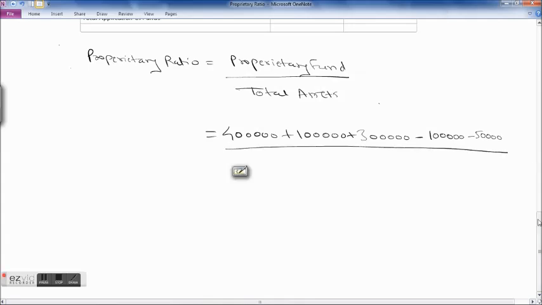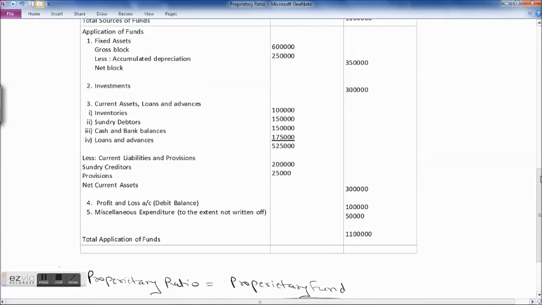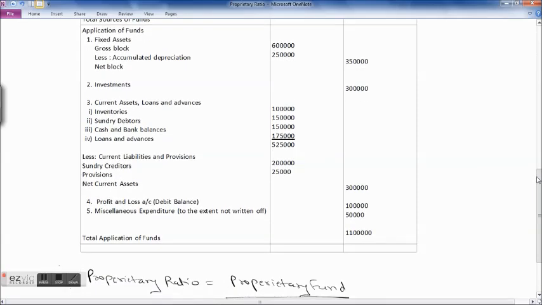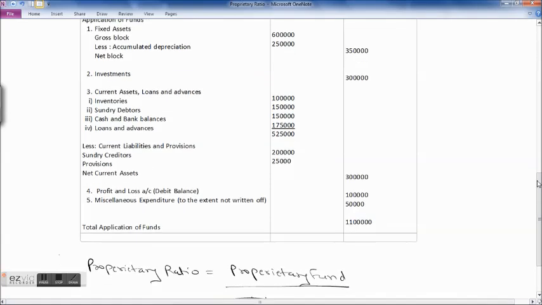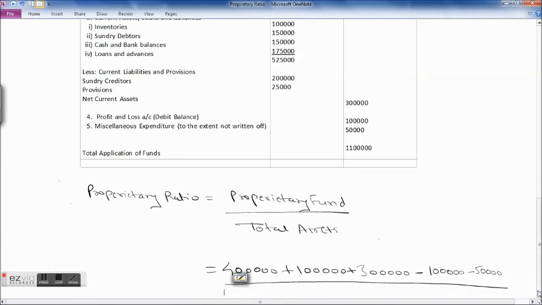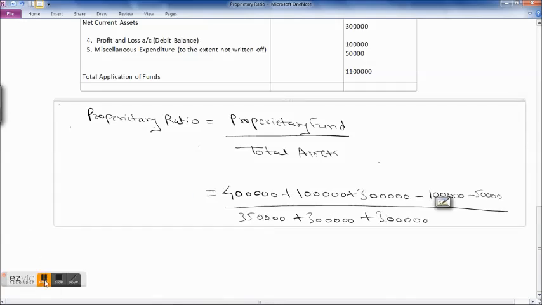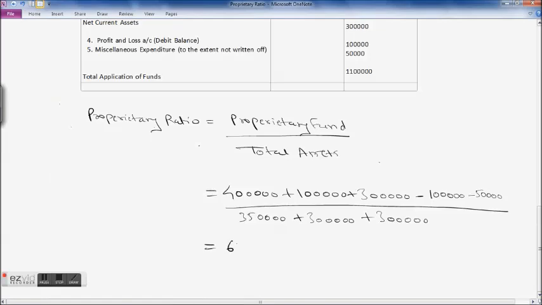So let's see how much is the total assets. Total assets is fixed assets plus investment plus net current assets. So fixed asset net block is 3,50,000, investments is 3 lakh, net current assets is again 3 lakh. So 3,50,000 is fixed assets plus 3 lakh plus 3 lakh. So let's see how much does it come to. So this comes to 6,50,000 divided by 9,50,000.